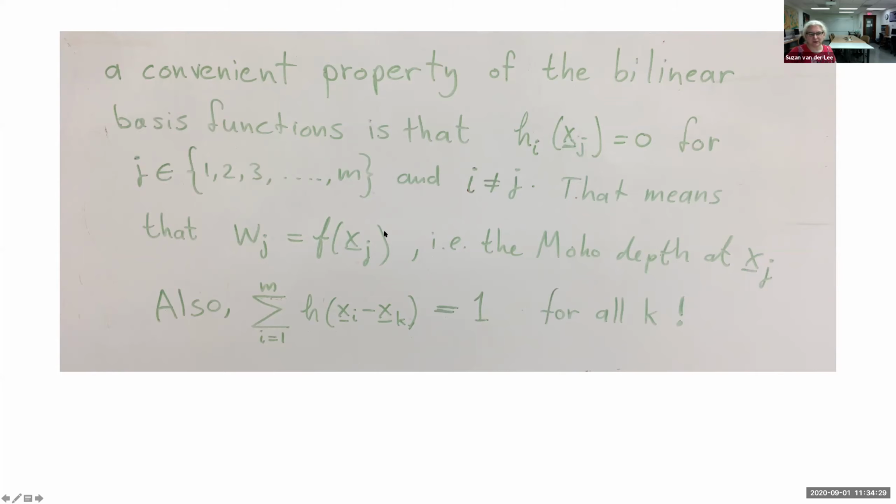I've already said this a few times because I'm so excited about it. Essentially, the Moho depth at x_j is whatever the weights represent. So you can just plot the weights; you don't even have to use them to forward compute the Moho depth. But that is what you would have to do if you were to use Gaussian basis functions, and that's easy to do. It's not a big deal, but I just like this because it's convenient. And that also means that, like I said before, the sum of all basis functions at any point x_k is always 1.